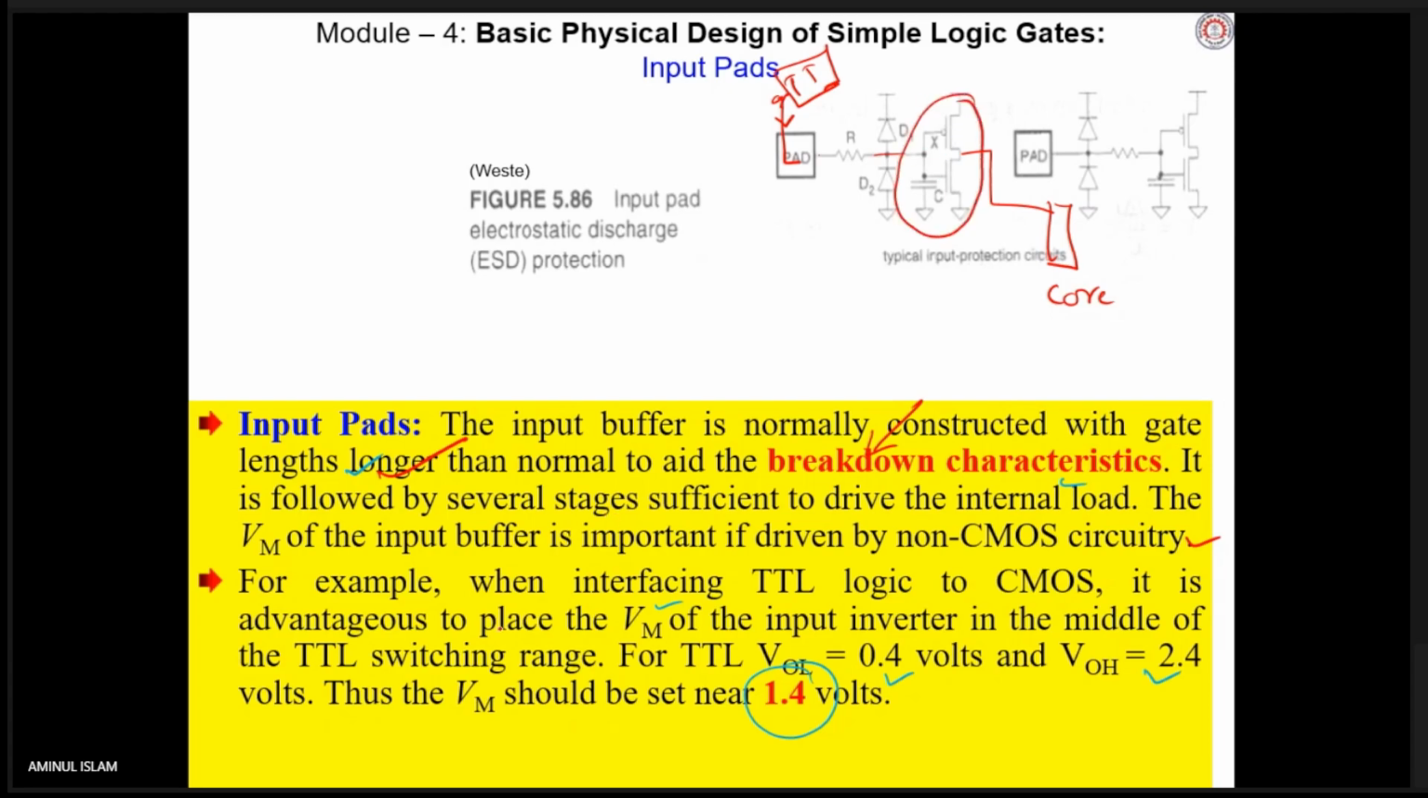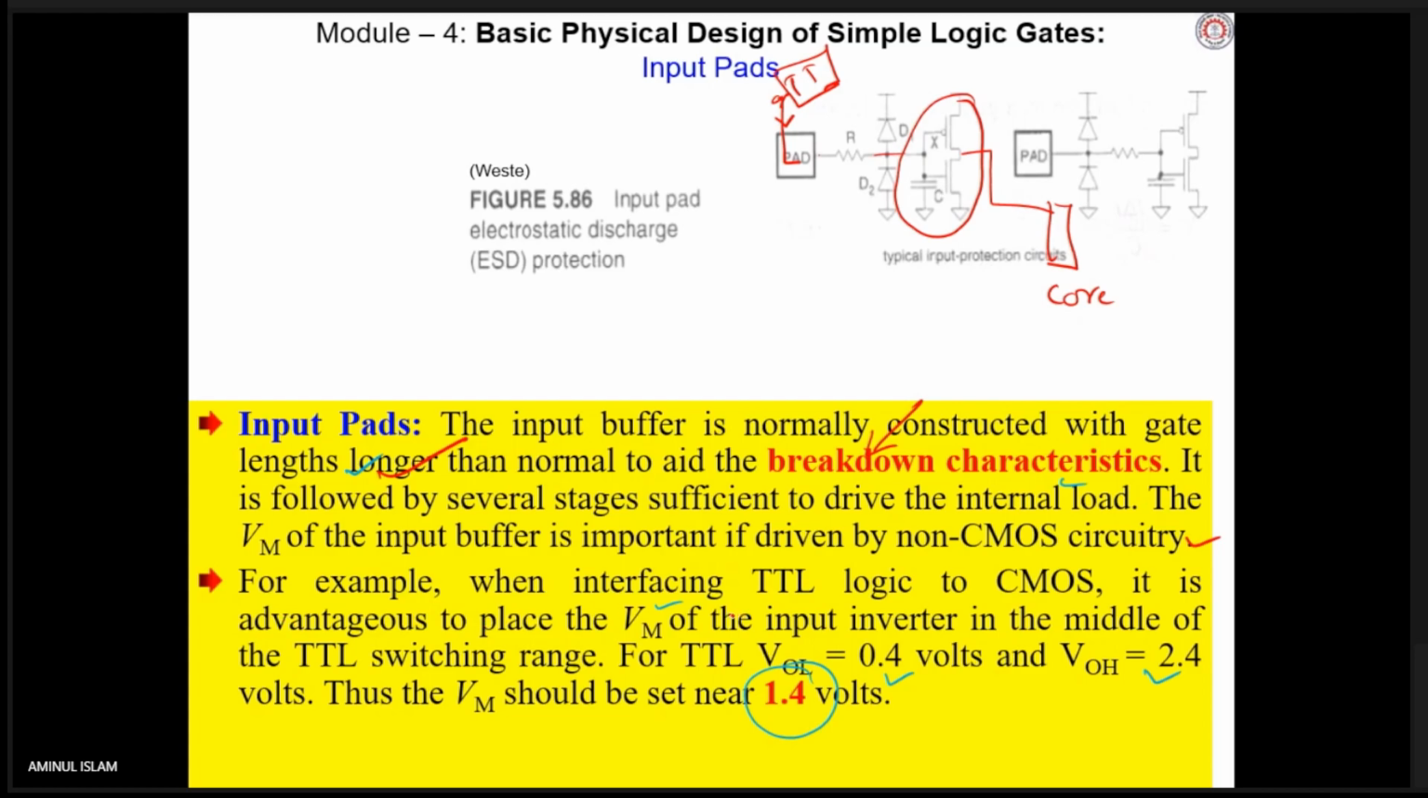VM of this inverter. We know what is VM, right? What is VM? Anybody remembering? Sir, VM should be VDD by 2. Okay, ideally it should be VDD by 2, so that rise time and fall time, tPHL and tPLH, are equal. That is good. But sometimes it may not be good, so we are going to discuss here.